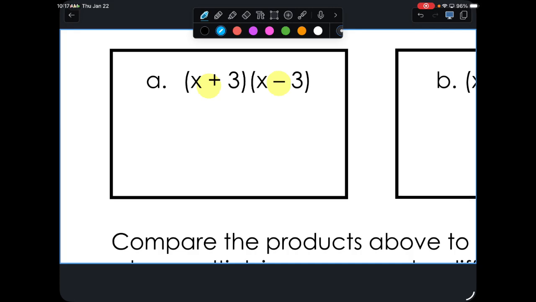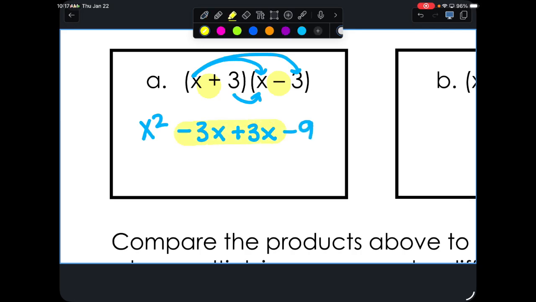X times x. X squared. X times negative 3. Negative 3x. 3 times x. Positive 3x. 3 times negative 3. Negative 9. Okay.